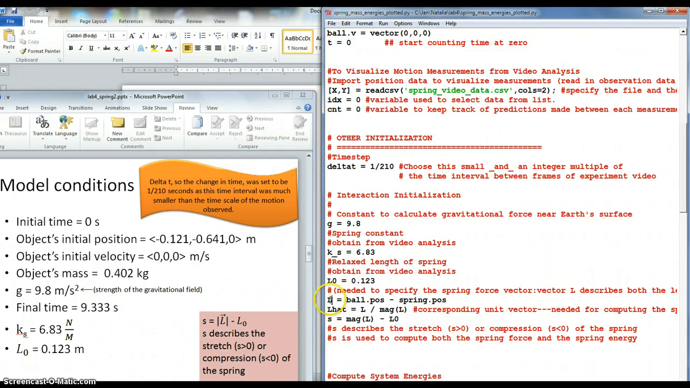The L vector gives both the length and the orientation of the spring. The L vector points from the attachment point to the location of the mass. In this code, the variable spring.pos is the location of the spring attachment point. The unit vector L hat describes the direction of the L vector. s describes the stretch or compression of the spring.